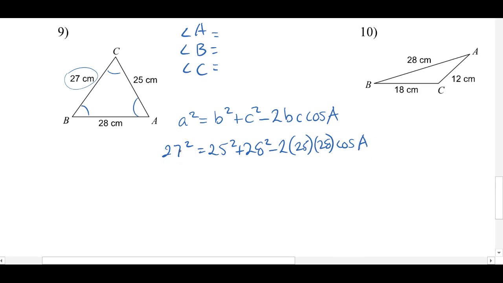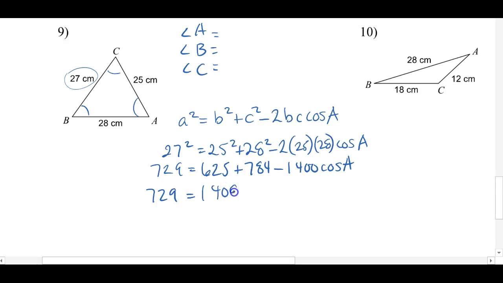First, I'm going to do this on a separate calculator. 27 squared, that's 729. 25 squared is going to be 625, plus 28 squared, 784, minus 2 times 25 times 28, which is 1400 times the cosine of A. Now let's add up 625 and 784. Some of you are saying, oh, these numbers are so big, Mr. Osborne. How could you? Well, that's why we have calculators, ladies and gentlemen.